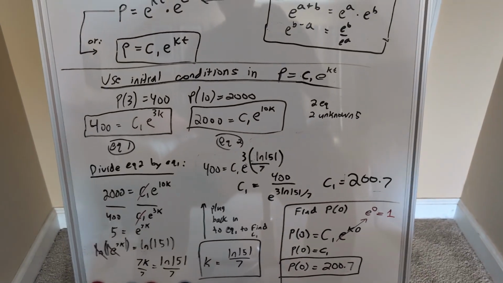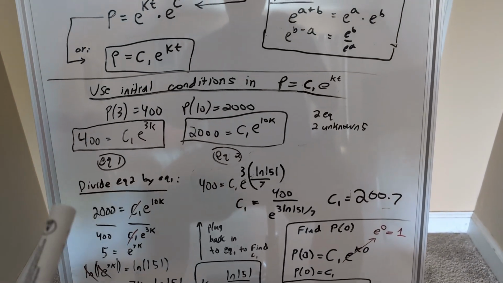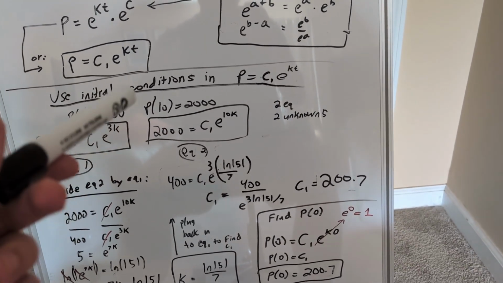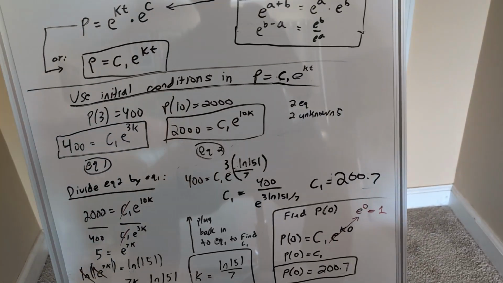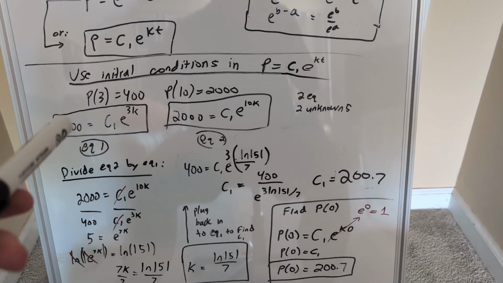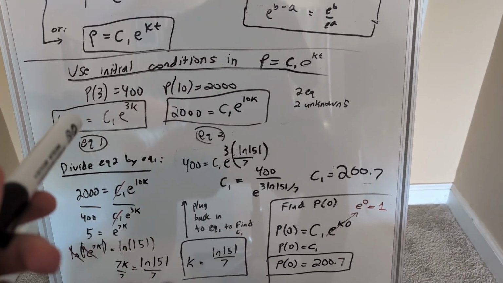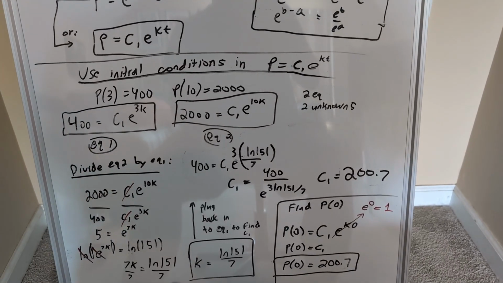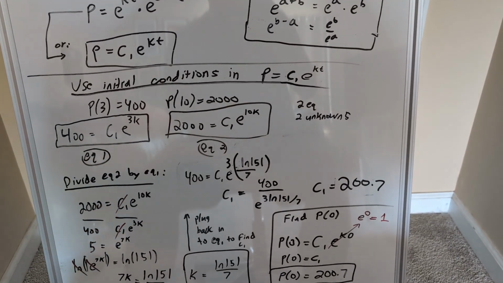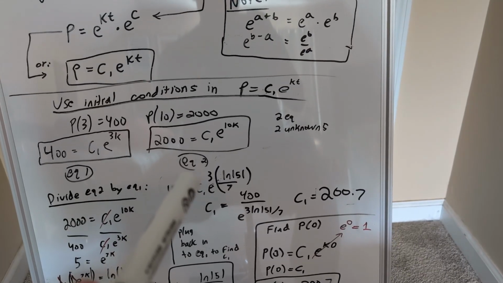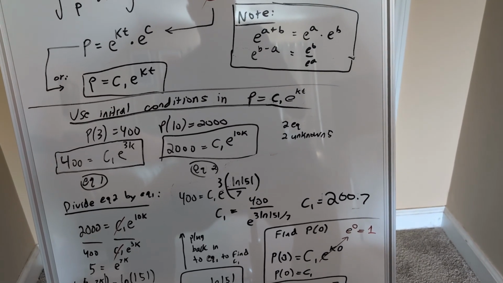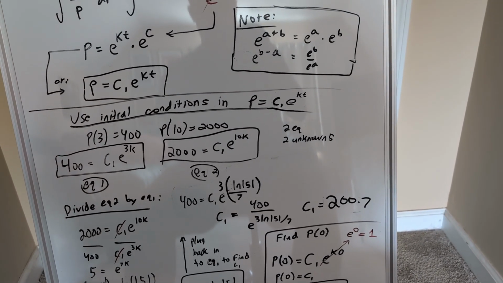In order to proceed with this problem, we must use our initial conditions given by the problem, which are population at time equals 3 hours equal to 400, and our population at time equals 10 hours is equal to 2,000. So the 400 and the 2,000 are going to be plugged into P in our general solution, and the numbers within the parentheses represent our T values. So we are left with 400 is equal to C1 times e to the 3K. And equation 2 is 2,000 equals C1 times e to the 10K. Notice that we have two equations and two unknowns, meaning that we can eventually solve for C1 and K.